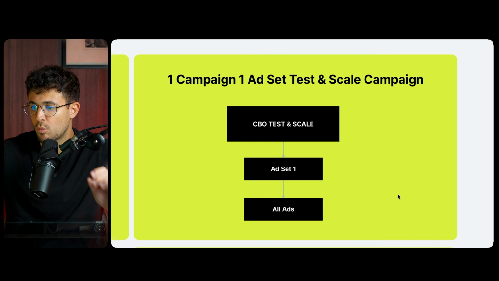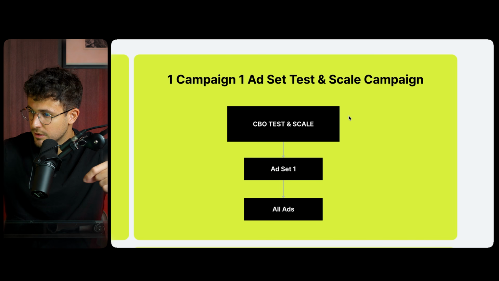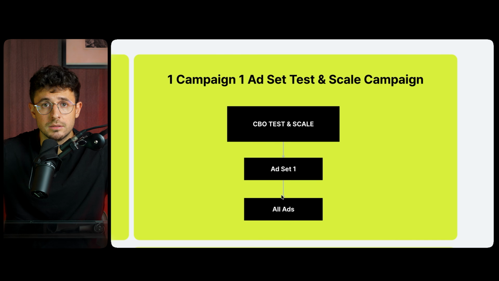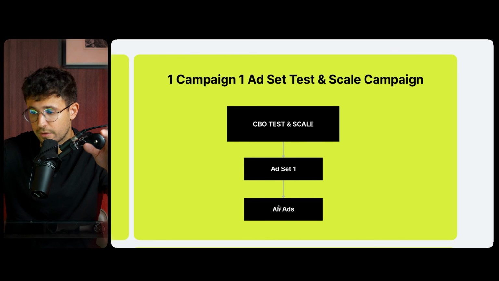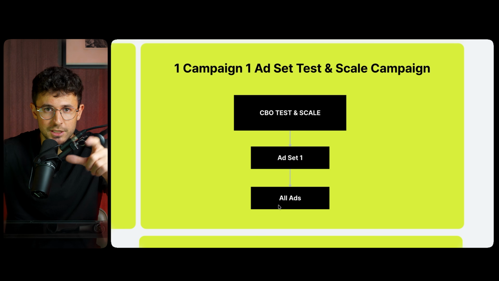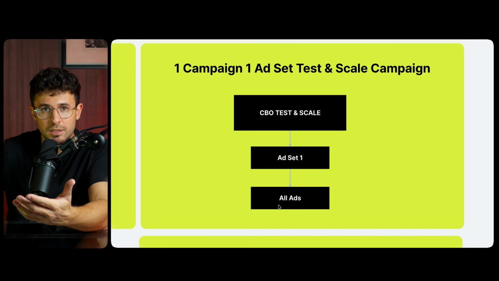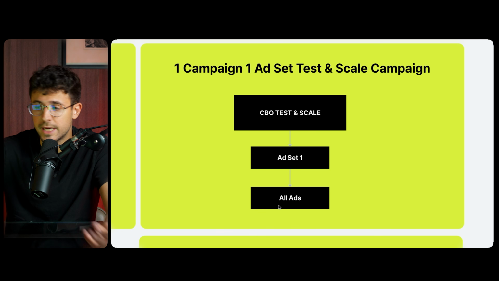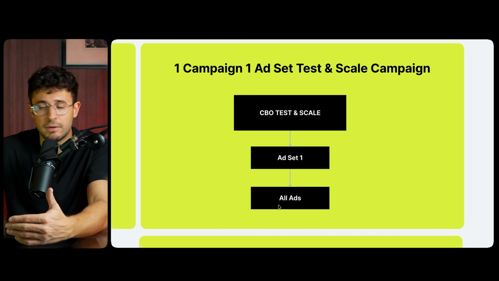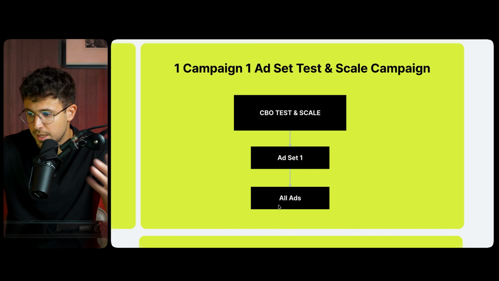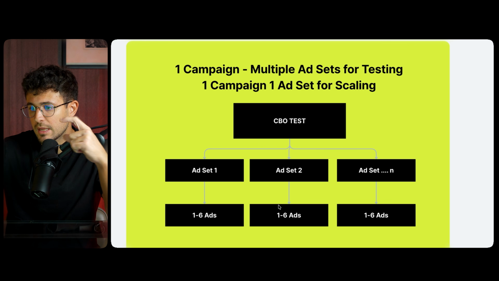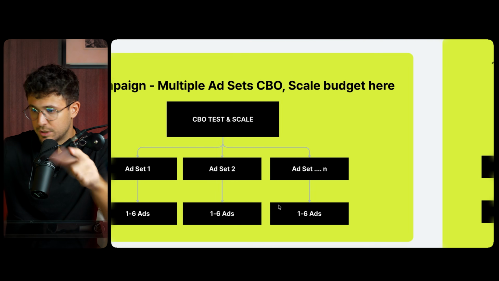The second option is one campaign, one ad set, test and scale. So one single campaign, one single ad set, all created inside. Usually here we put like 50, 60 different creatives. Of course, the budget needs to match, because you cannot have a campaign with like 20 per day budget and 50 different creatives. You can use 50 different creatives if you have a budget of 1K, 2K per day. That works.